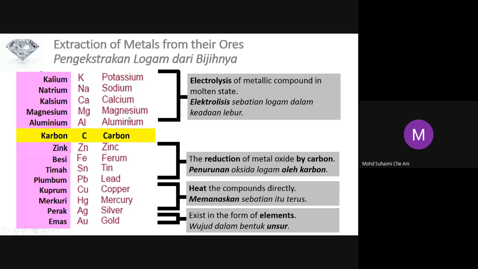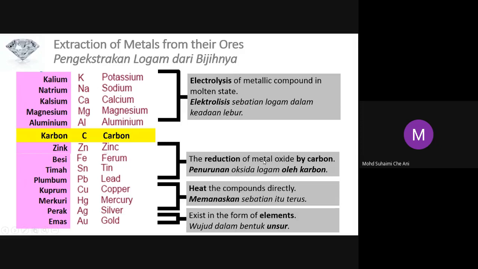That one is for the metal above carbon. And then metal below carbon, there are three different methods. The first method is the reduction of metal oxide by carbon. So this one can be applied for zinc, ferrum, tin, and lead. This one, the reduction of metal oxide by carbon, is the one that I already showed you before the video. You mix the metal oxide with the carbon powder, and then the carbon will steal the oxide from the metal oxide. You get carbon dioxide and leave the metal alone.